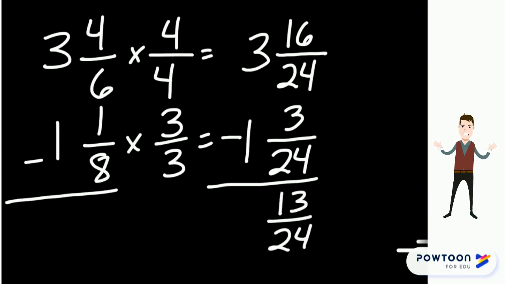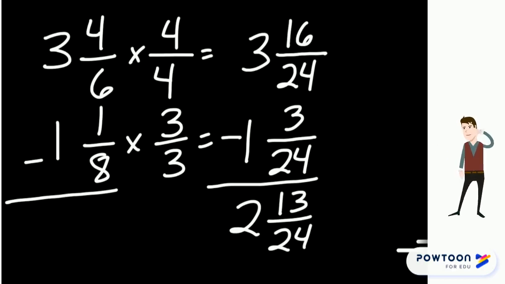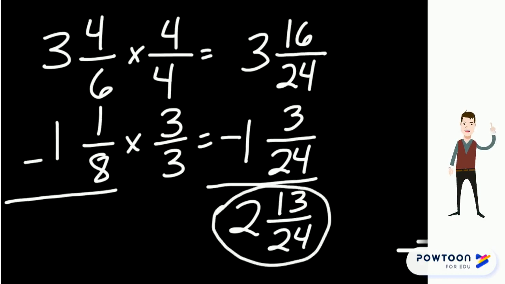Then we subtract our whole numbers. 3 minus 1 is 2. This leaves our answer as 2 and 13 over 24. Since we cannot simplify that answer, we are done.